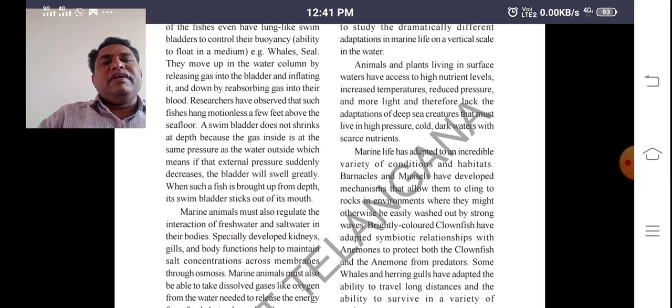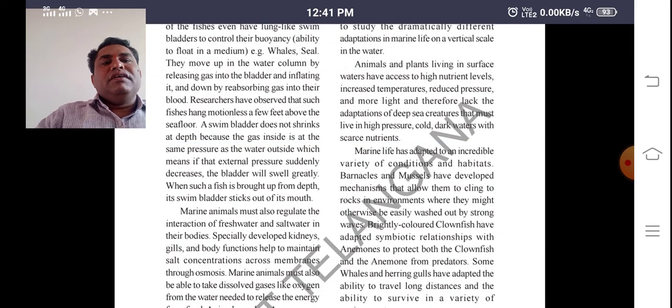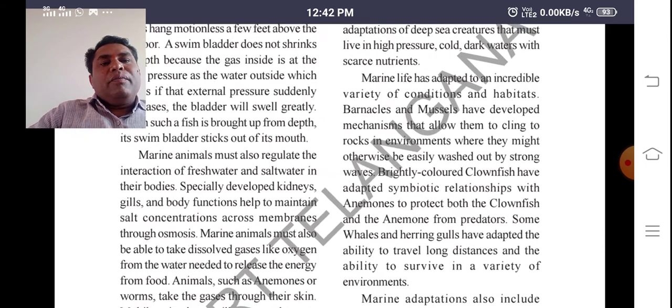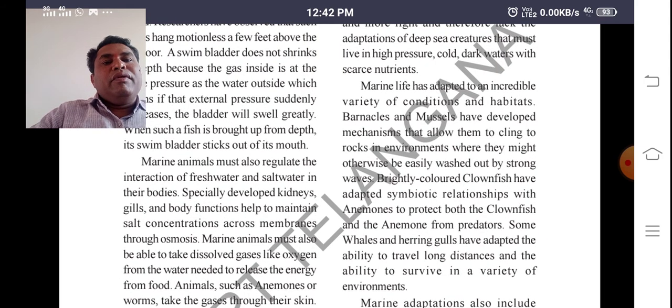Animals and plants living in surface waters have access to high nutrient level, increased temperature, reduced pressure and more light, and therefore lack the adaptations of deep sea creatures that must live in high pressure and cold dark water with scarce nutrients. So marine life has adapted to an incredible variety of conditions, habitats.